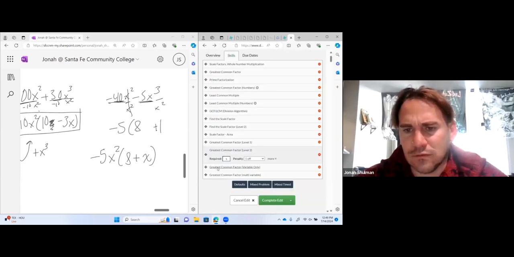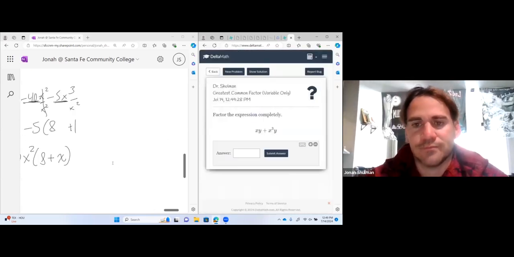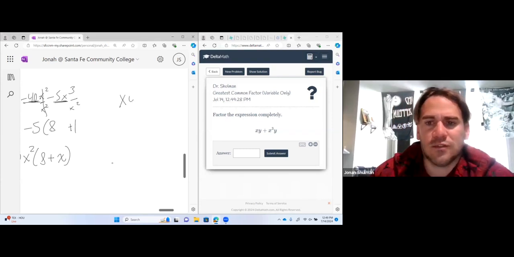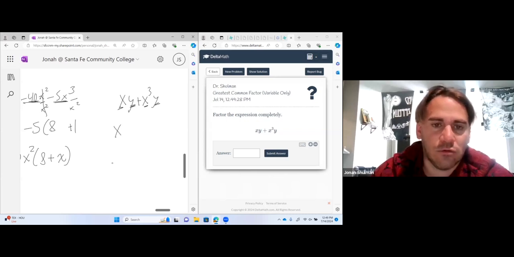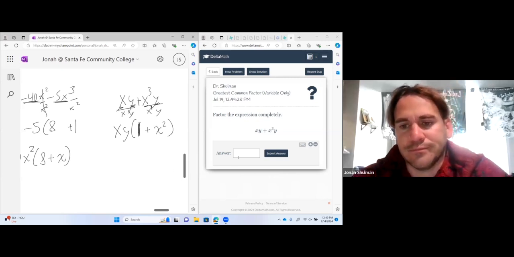All right. This one's just variables. xy plus x cubed y. They both have an x and a y in common, so that's what we're pulling out. xy divided by xy is 1. There's nothing else, so you need the 1 as a placeholder. There's 3 of these, there's 1 of these, so 3 minus 1 is 2. And that's your final answer.